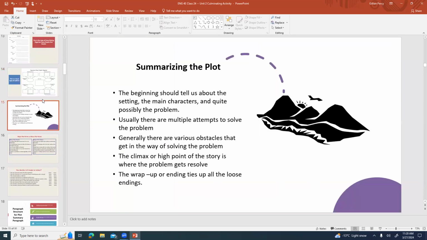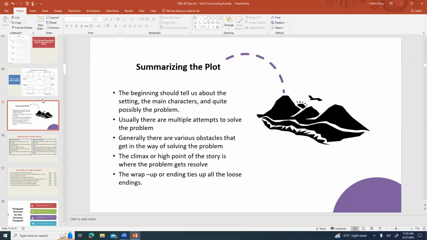So here we're looking at summarizing the plot, which we've done a few times in this unit already, so we should be getting pretty good at it. The beginning should tell about the setting, the main characters, and very often the problem. Usually in the main part of a story, there's multiple attempts to solve the problem. Generally, there are various obstacles that get in the way of solving the problem. And then the climax or high point of the story is where the problem gets resolved in some fashion.